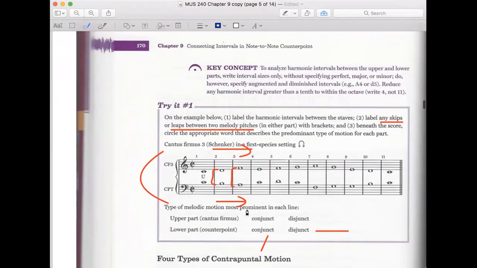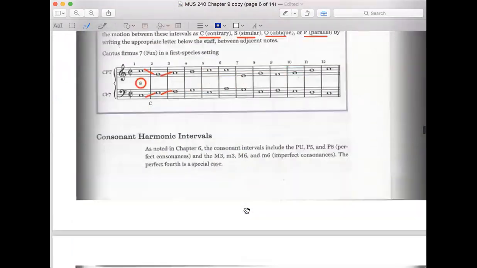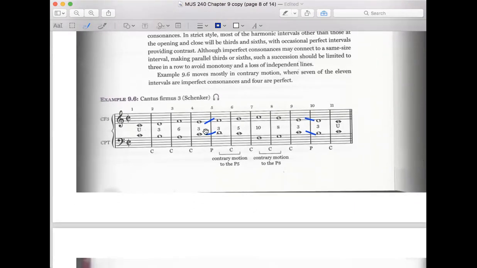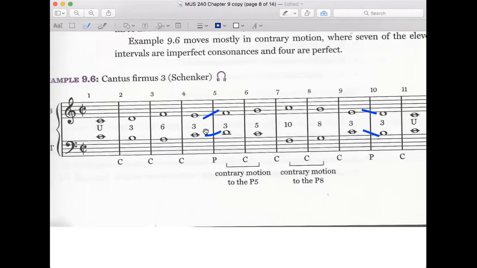Okay, third, sixth, third. Well, anyway, you get the point. Thirds and sixths are treated interchangeably, and there's a good reason why.